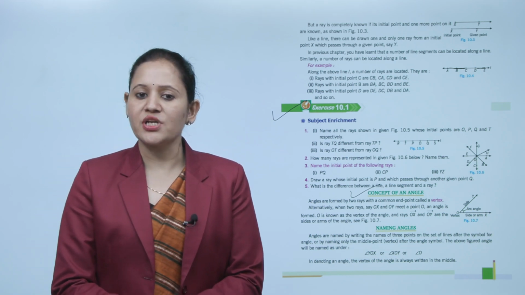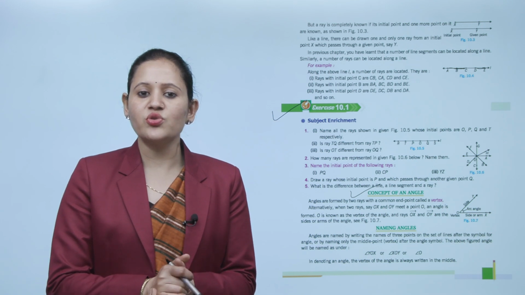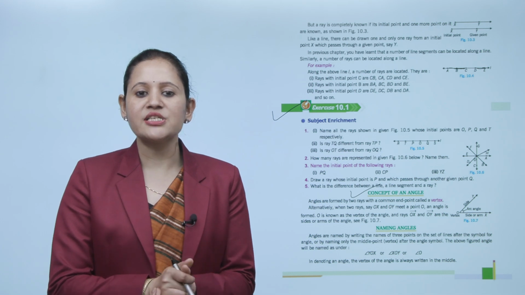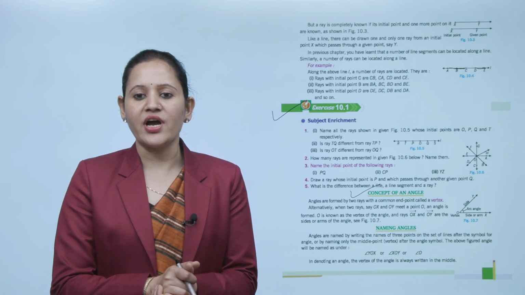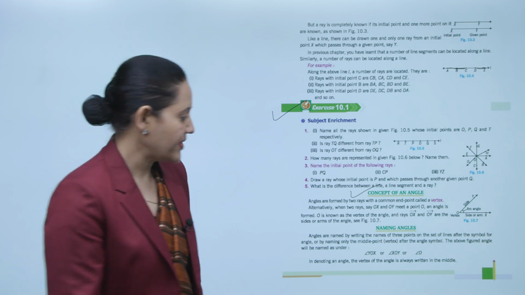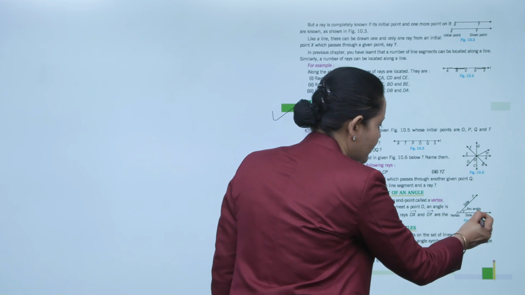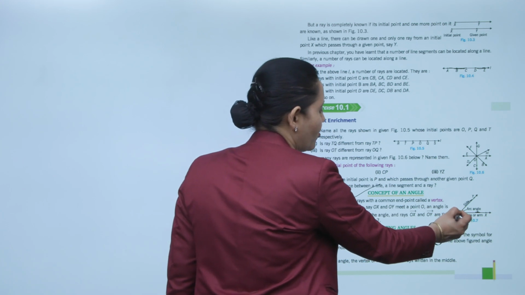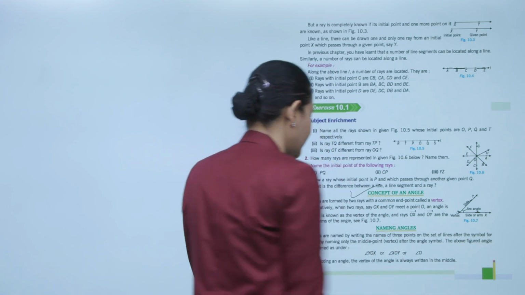An angle is formed by two rays with a common end point, called the vertex. Alternatively, when two rays, say OX and OY, meet at a point O, an angle is formed. O is known as the vertex of the angle. Rays OX and OY are the sides or arms of the angle. See figure 10.7. Here there are two rays, OX and OY. They meet at a common point, that is O. This is the vertex of the angle and these are the sides, OY and OX.